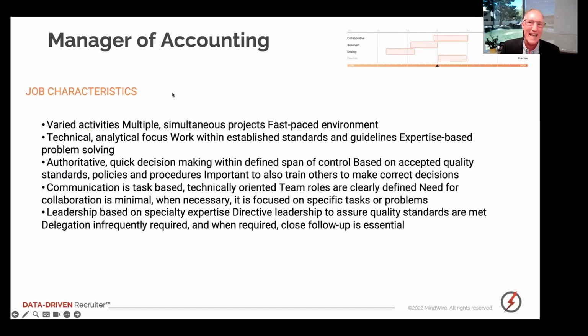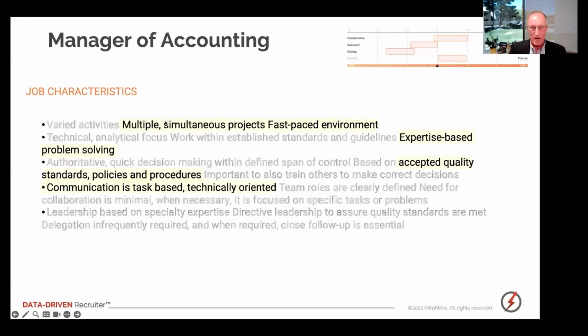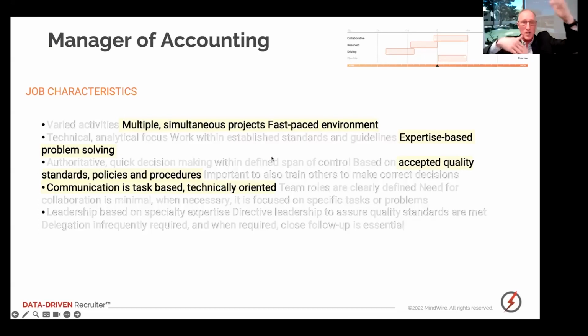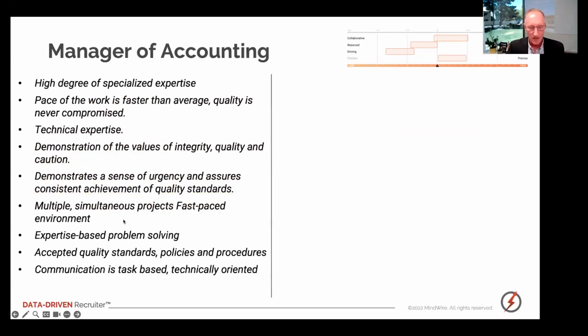Speaking of characteristics, the next section are the bullet points called job characteristics. And we did basically the same thing, right? What are the things that we really want to focus on for this particular job? Multiple simultaneous projects, expert-based problem solving, accepted quality standards, communication is task-based, technically oriented. Once you do that, you've got these two sections, you've highlighted some things, you now have a list. So these are all the bullets that we highlighted in the job summary and job characteristics.